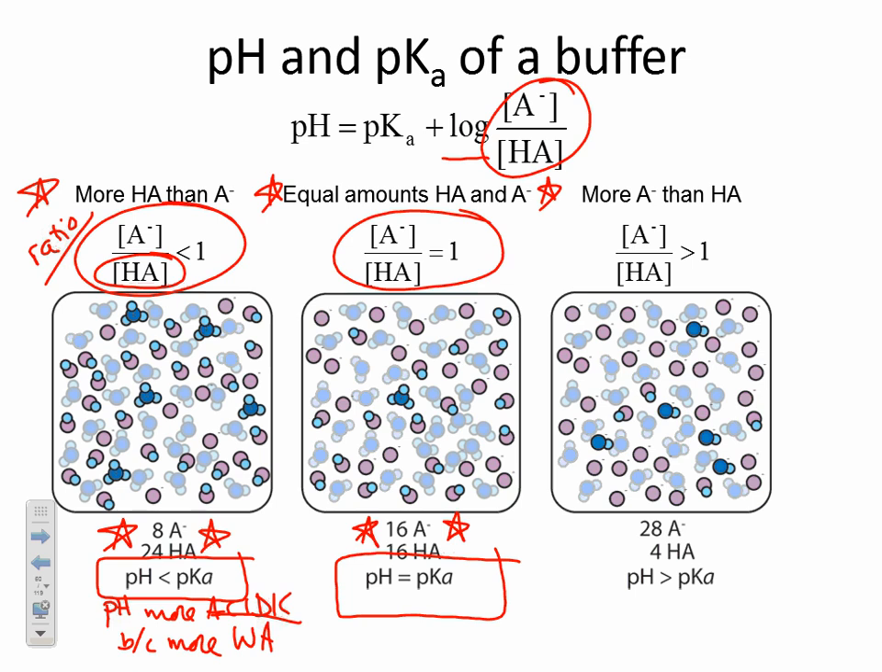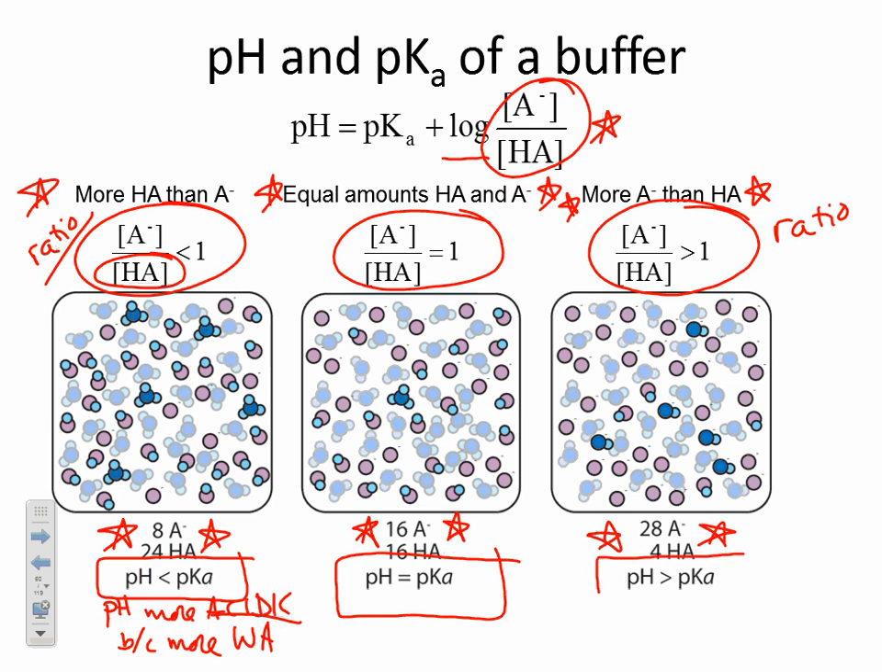And then looking at the other side, well, what if you have more of the weak base component than the HA? So again, our little particle diagram is showing us, what if we have 28 A minus and only 4 HA? It's still a buffer, but now the A minus divided by HA, this number is going to be greater than 1. Again, this is our ratio. It's going to be greater than 1 because we have a larger numerator, right? More A minus. If you take the log of a value that's greater than 1 in the Henderson-Hasselbalch equation, now you get something that's positive. So now you're taking pKa and you're adding something that's positive to it.